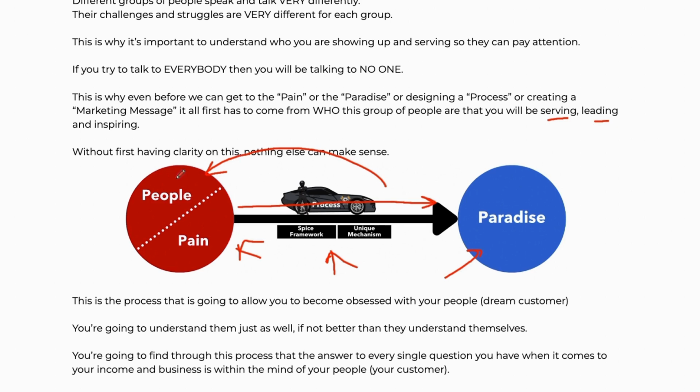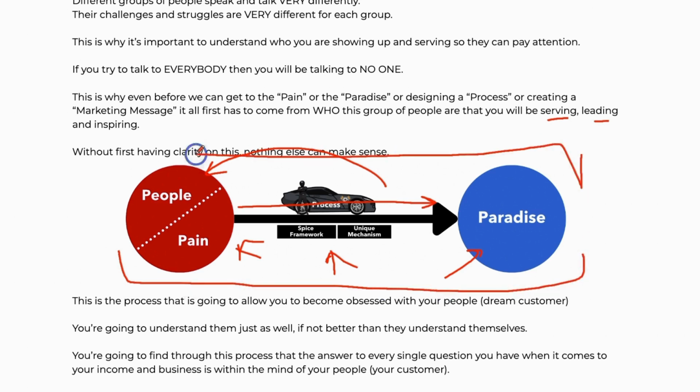And so this is going to be the process that you're going to be walking through, okay? This is going to be the entire framework that you're going to be going through over the entire 4P process, starting off with people right now, okay? But this is the process that's going to allow you to become obsessed with your people, aka your dream customer.